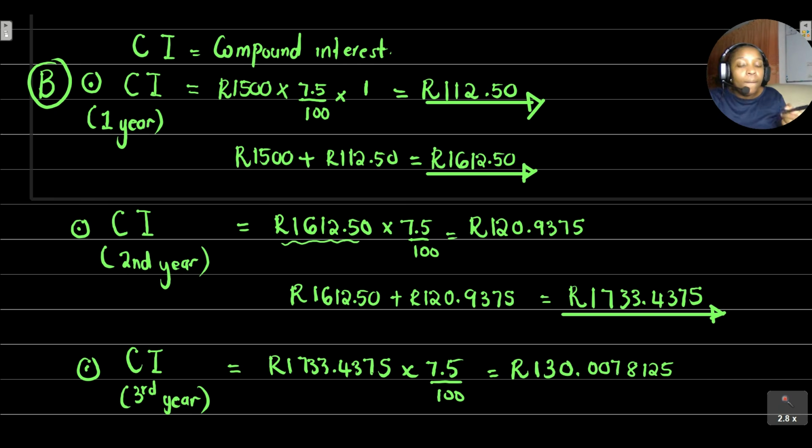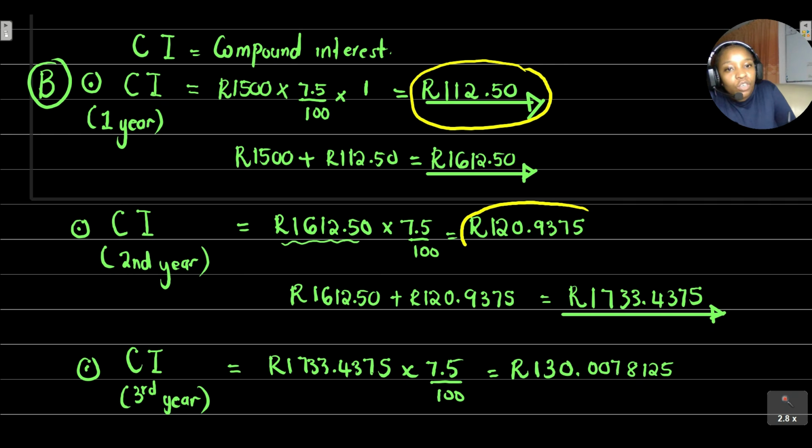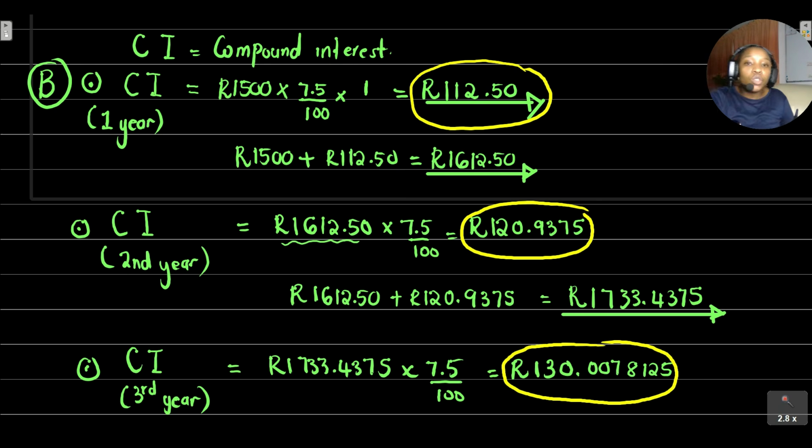In the first year, what was the interest that I earned or yielded from my investment? It's 112 rand and 50 cents. In the second year, what was the interest that I earned from my investment? It's 120 rand 0.9375. In the third year, what was the interest that I earned from my investment? It's 130 rand 0.0078125.